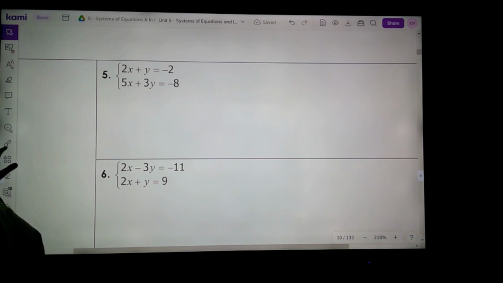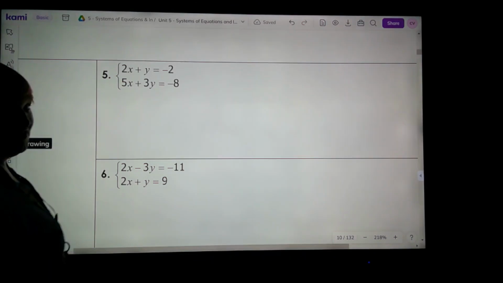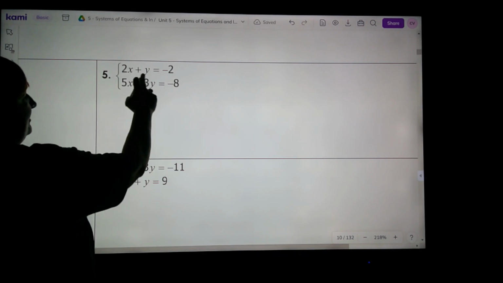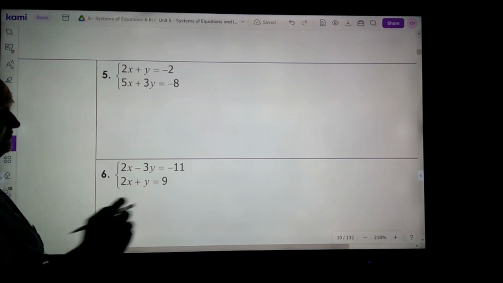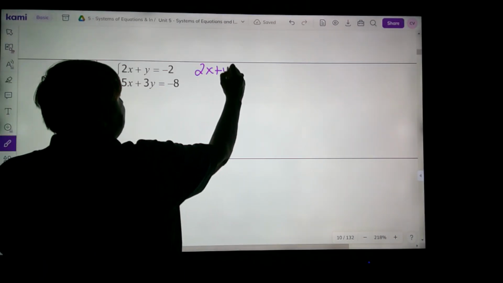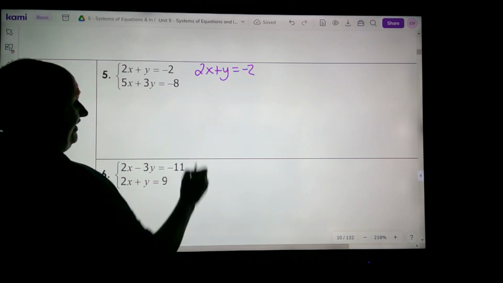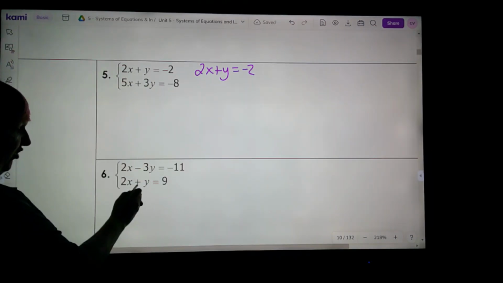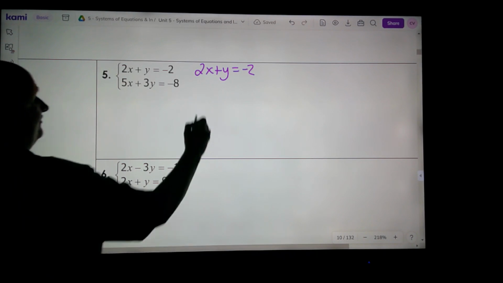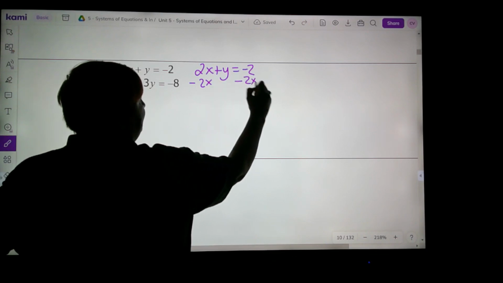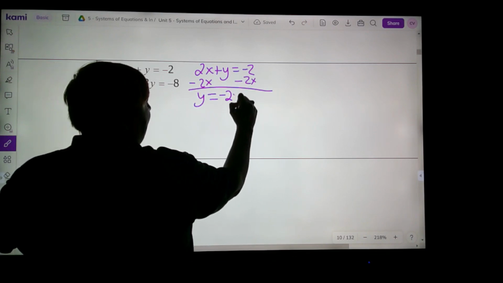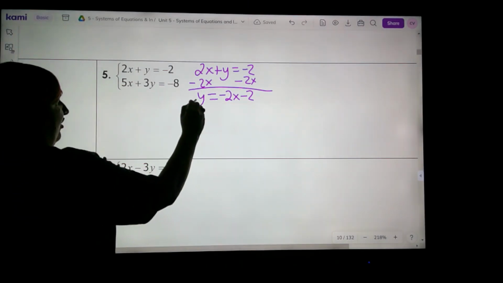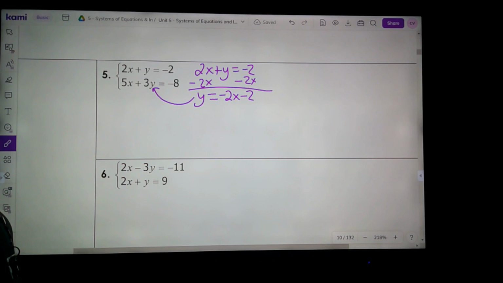Alright? Again, neither of these is solved for a variable. Solve for the easiest variable. In my opinion, this one is the easiest. You only have to do one step, right? 2x plus y equals -2. I'm solving for y because it's the easiest one. It doesn't have a coefficient. Whatever variable doesn't have a coefficient is your easiest one, right? Subtract 2x from both sides. Y equals -2x minus 2. Now I know the value of y. I can take the value of y and plug it into the other equation.